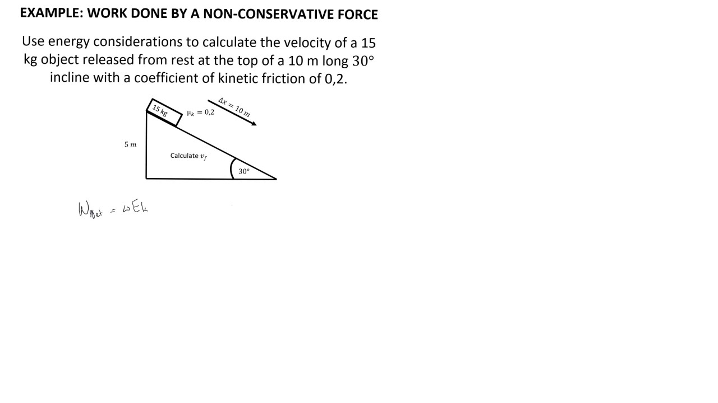Now, this is also possible to do by realizing that there is only one non-conservative force acting on this object, and that non-conservative force is the force of friction. And as we can see, if we draw a free body diagram for ourselves, there's a force of gravity acting downward on this object. There would be a normal force acting perpendicular to the surface and a frictional force acting up the incline.